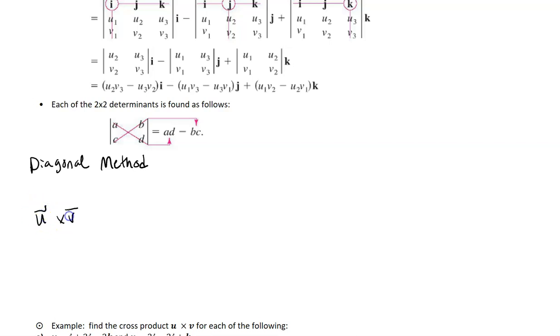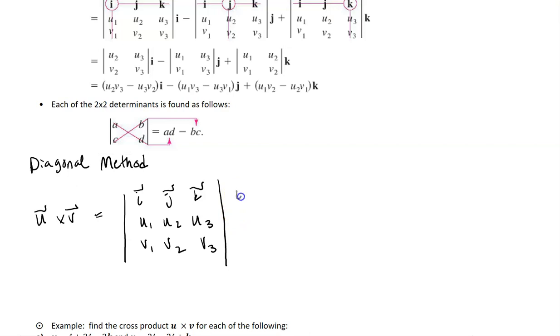So u cross v, and we're going to use the same notation for u and v as we did there. You'll have i, j, and k. We'll write out u1, u2, u3, v1, v2, v3. And this is going to seem a little strange at first, out to the side, I'm going to copy the first two columns, i, u1, v1, and j, u2, v2. And we only need the first two columns here.